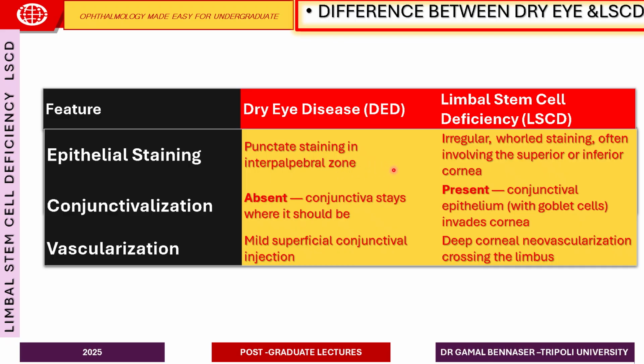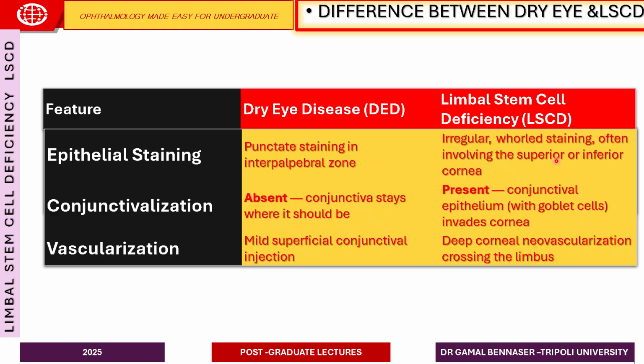However, in limbal stem cell deficiency, there is a special pattern known as whorled staining, or sometimes named vortex keratopathy, in which you will find irregularities in the staining, especially in the superior and inferior cornea. So it is the reverse of dry eye. In dry eye, you find the staining in the interpalpebral area. However, in limbal stem cell deficiency, you will find the staining mainly in the superior and inferior cornea.